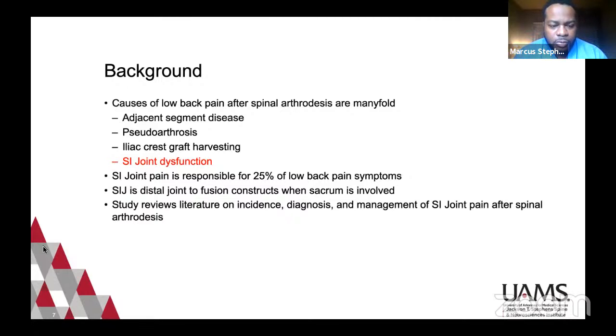So we also know from a construct standpoint that when the sacrum is involved, usually meaning S1, the SI joint is the next most distal joint to our construct. So this study reviewed the literature, incidence, diagnosis, and management of SI joint pain, specifically after a spinal arthrodesis.